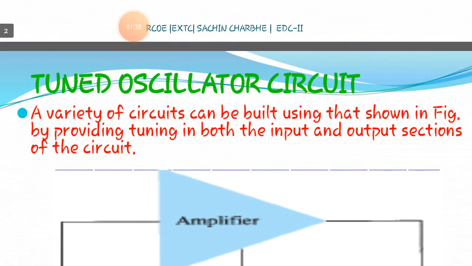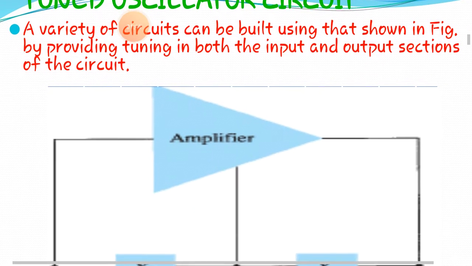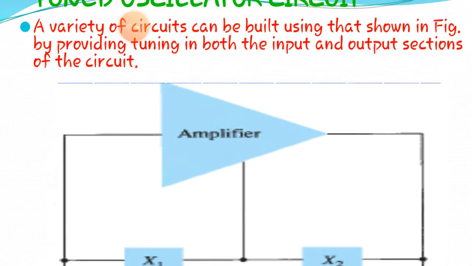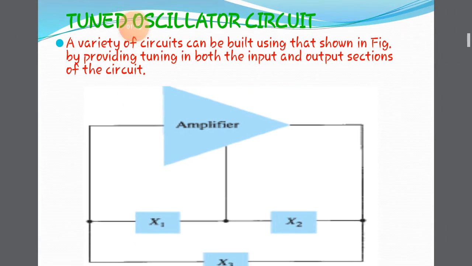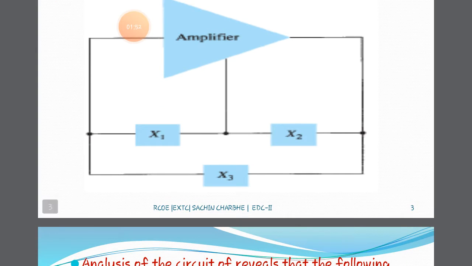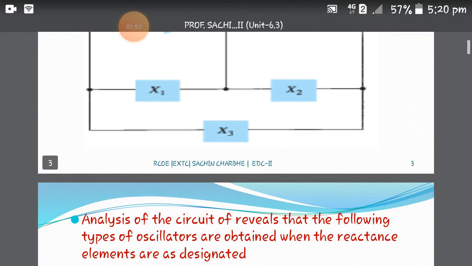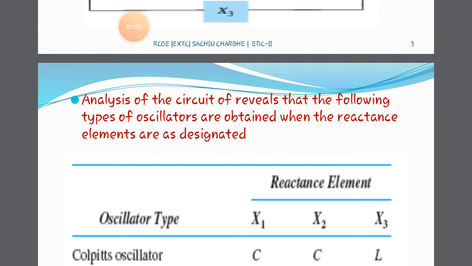First we will see the tuned oscillator circuit. A variety of circuits can be built, as shown in the figure, providing tuning in both the inputs. This is the generalized diagram, with amplifier and reactances X1, X2 and X3. We will see the parameters X1, X2 and X3 in detail. Analysis of the circuit reveals that the following types of oscillators are obtained when the reactance elements are as designated.